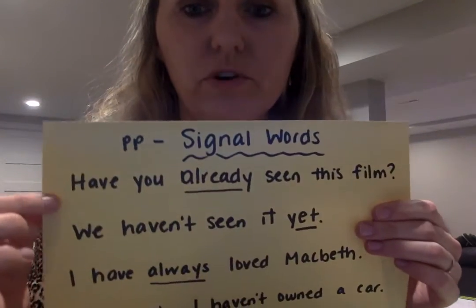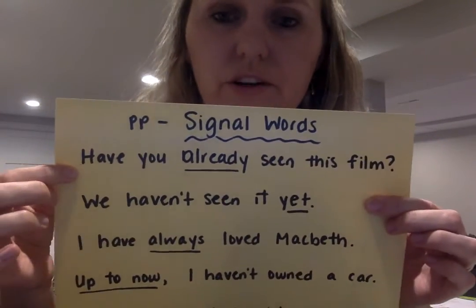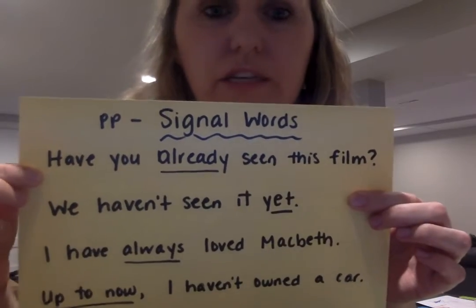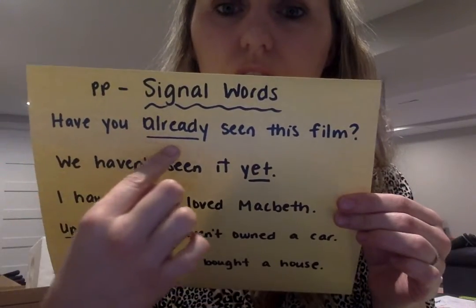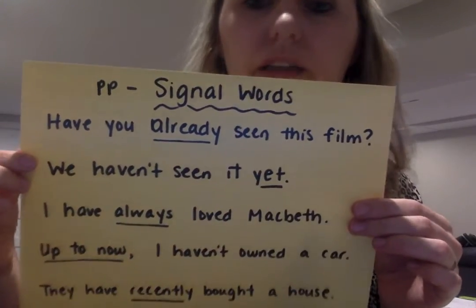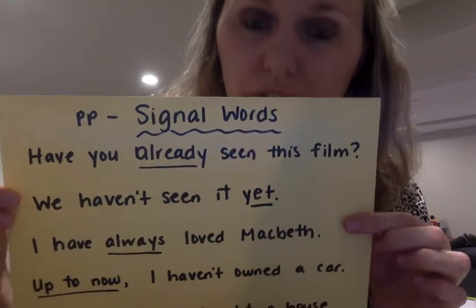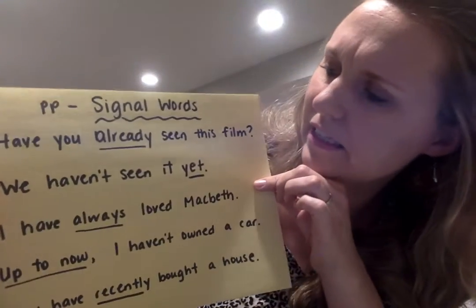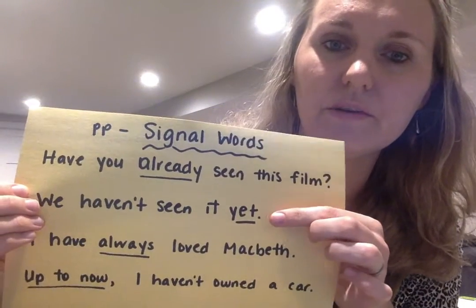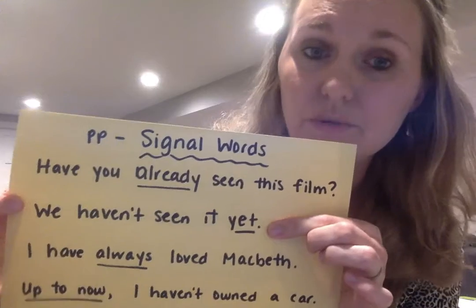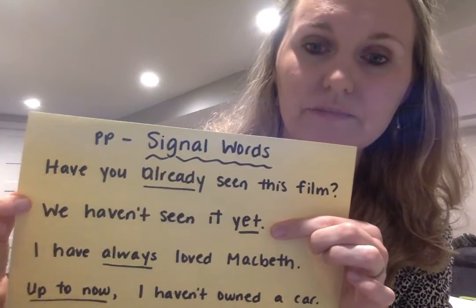And I actually have some examples that I would write on the board. So all the signal words here are underlined. Have you already seen this film? So the word already is underlined here. This is a signal word that indicates to us that we have to use the present perfect. In the second example, it says, we haven't seen it yet. So that word yet is another one of those signal words that indicates we have to use the present perfect.